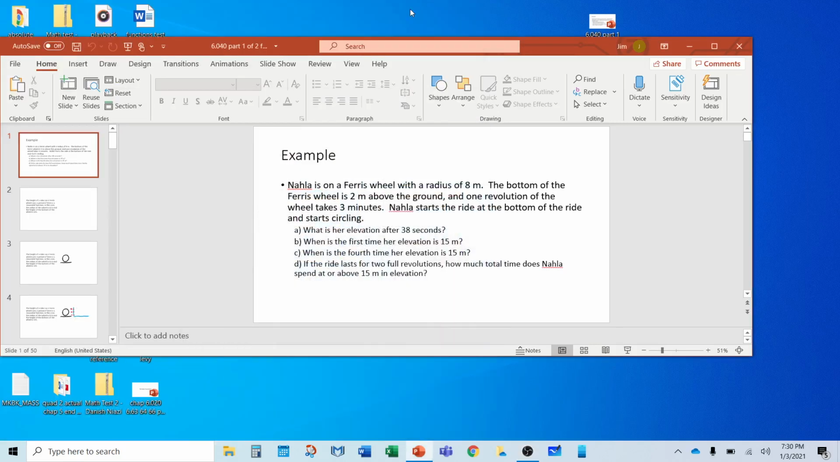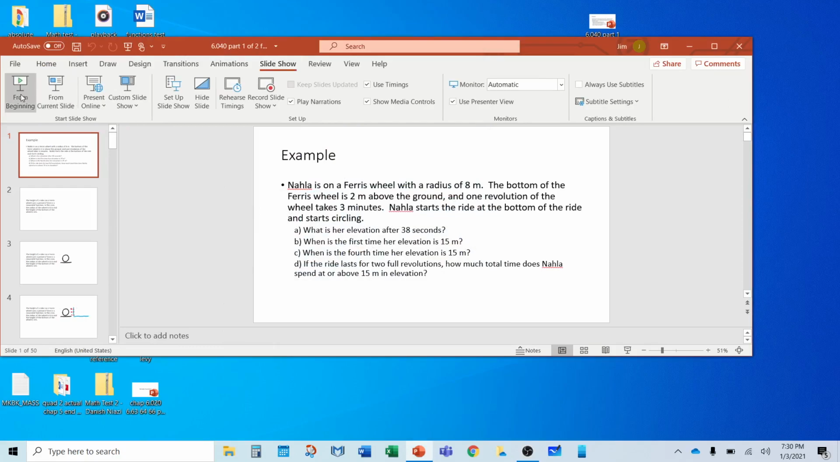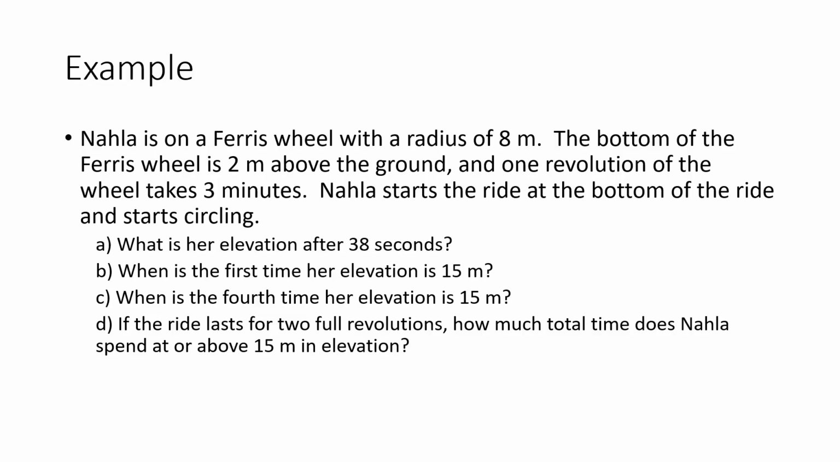In this example, we're going to answer a quote-unquote Ferris wheel question. Suppose Nala is on a Ferris wheel, and we know the radius of the wheel, we know where the bottom of the wheel is, and we know how long a revolution of the wheel takes. We know where she starts on the wheel, and we want to know her elevation at certain times, and also when she reaches certain elevations.